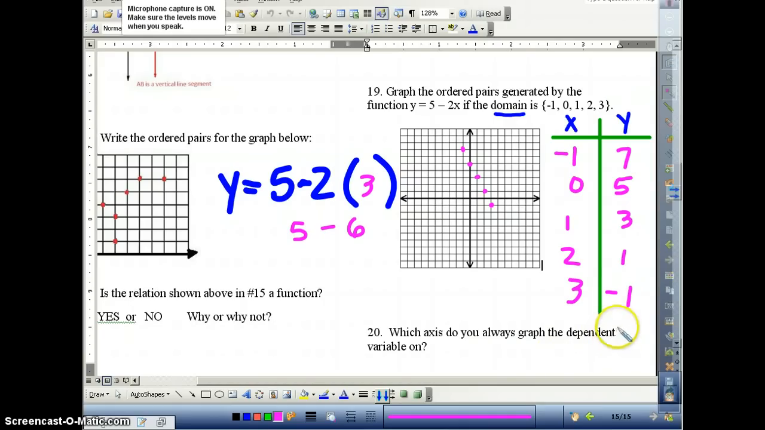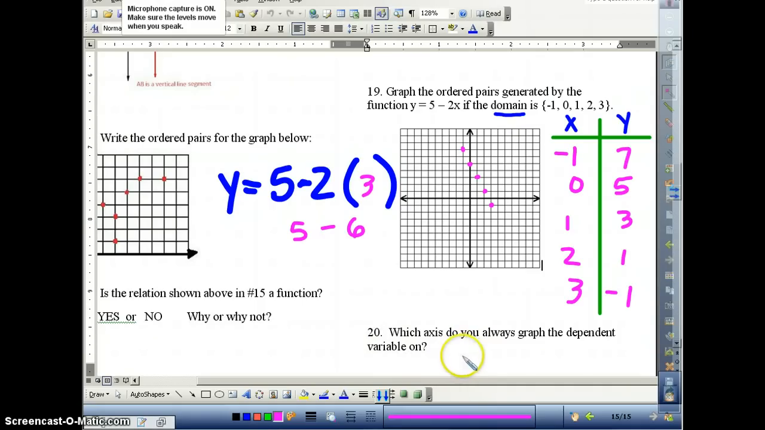All right? And because they gave us individual points to graph, we call this discrete, and we would not connect the dots here. Not in this case. All right, number 20 says, which axis do you always graph the dependent variable on?